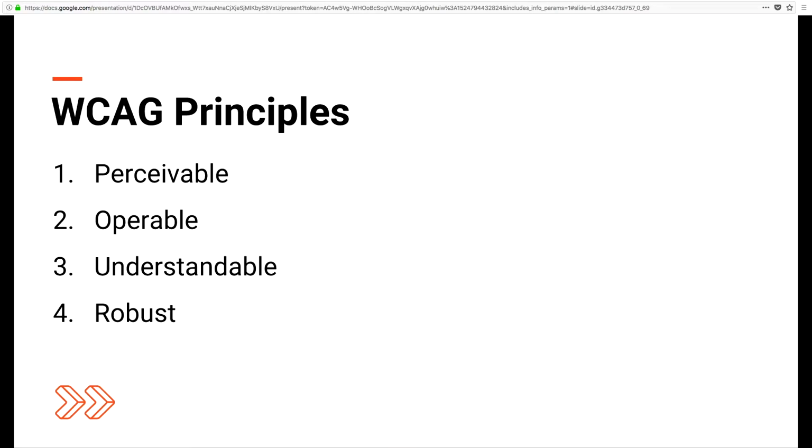And it also means that we should provide alternate ways of finding information, whether it means a table of contents or a sitemap. When we think of things that are understandable, it means that users must be able to understand the information as well as the operation of our user interface, and the content or the operation cannot be beyond their understanding. To go back to a form example, we need to make sure that all of our forms and our form inputs are correctly labeled.